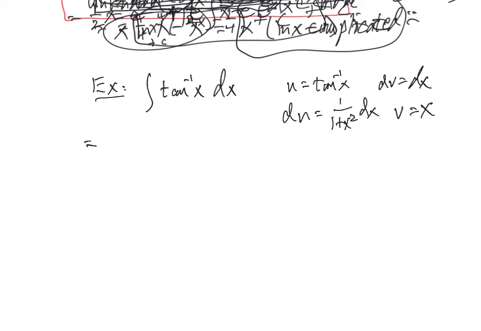So by parts we get uv, which is x inverse tangent of x, minus the integral of v du, which is x times 1 over 1 plus x squared dx. So let's write it like this.